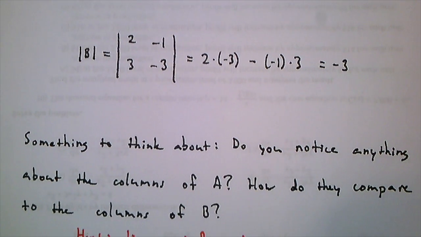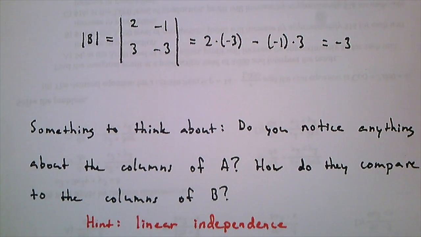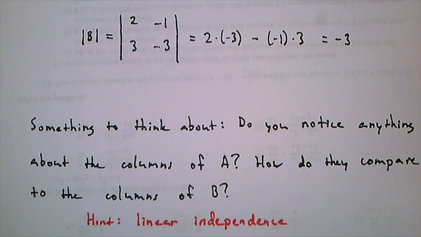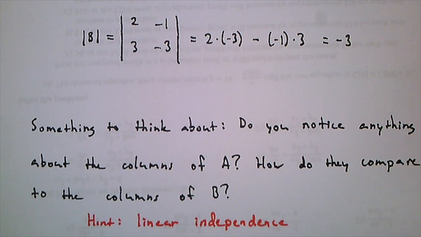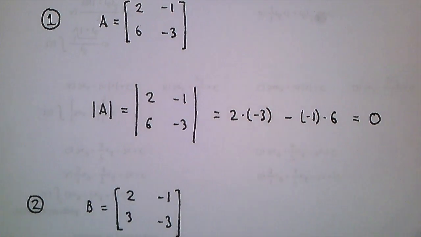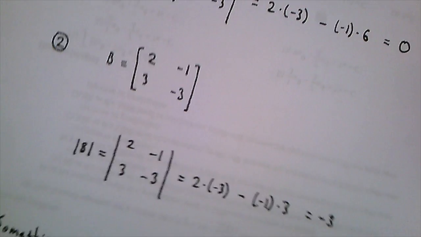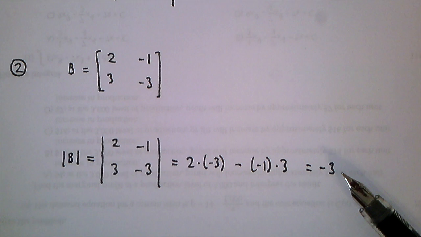Something I want you to think about before you move on is the comparison of these two matrices. Do you notice anything about the columns of the matrix A? How do those columns compare to the columns of B? And here's a big hint for you. This has something to do with linear independence. So think about linear independence. Think about the columns. And then think about the values of our determinant. Here we have a 0, and for B, we got something that's not 0. We got minus 3.